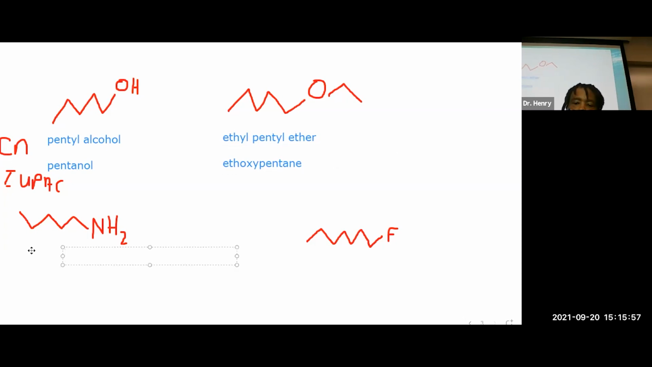Okay. The next one. So 1, 2, 3, 4, 5. That's right. 1, 2, 3, 4, 5. Pentanol. Okay. And the last one. Its common name would be the same, I think. Maybe not its common name, its IUPAC name. IUPAC is on the bottom.